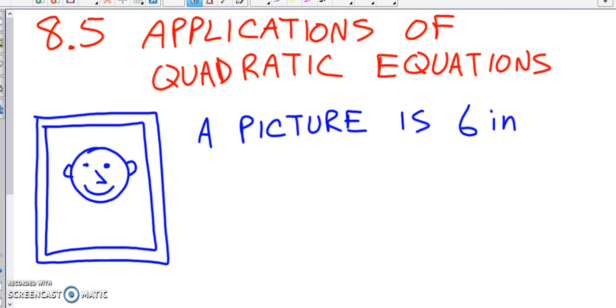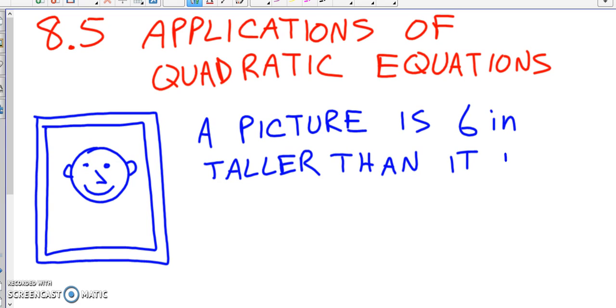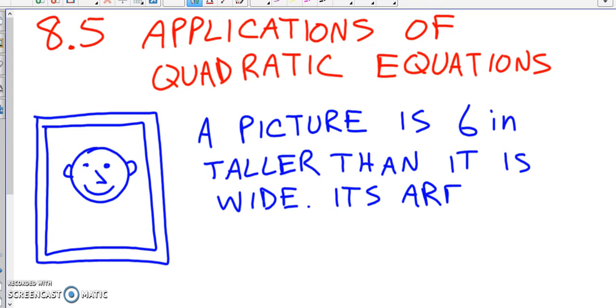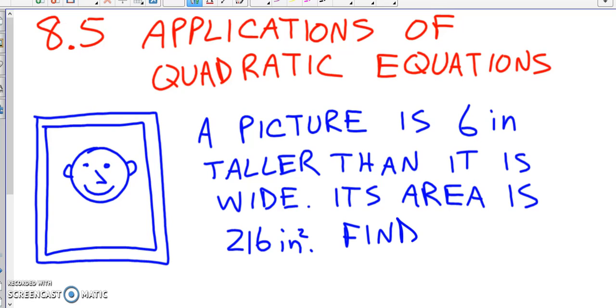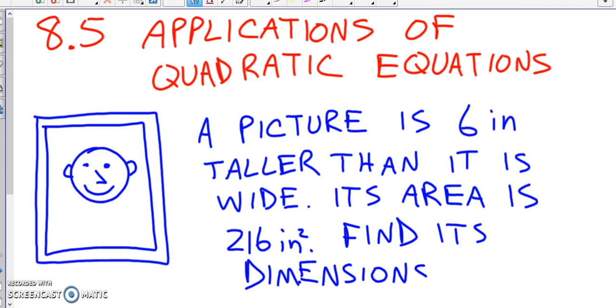All right, so a picture is 6 inches taller than it is wide. Its area is 216 square inches. Find its dimensions.